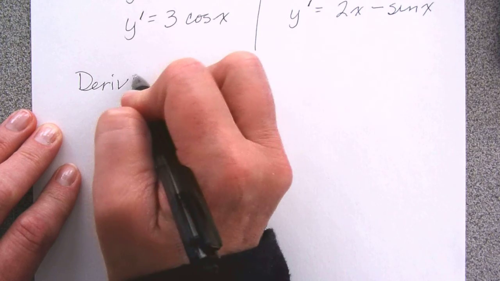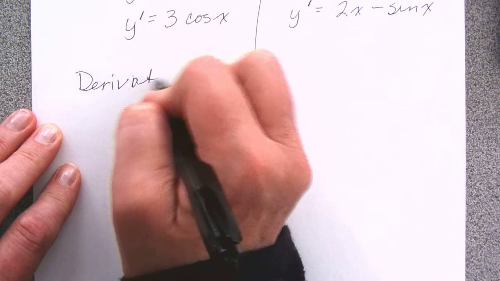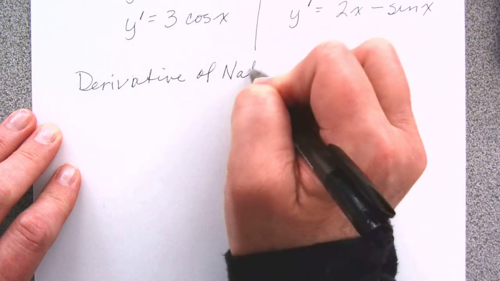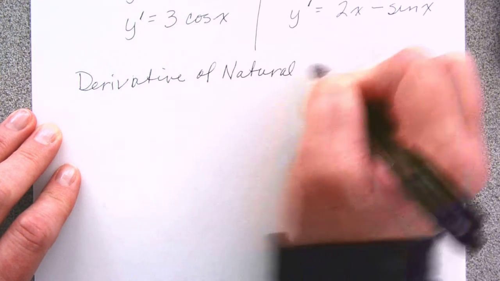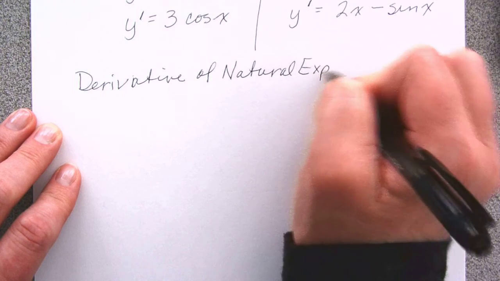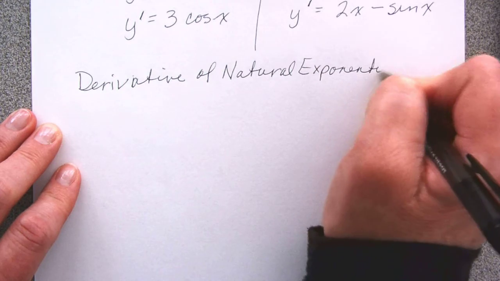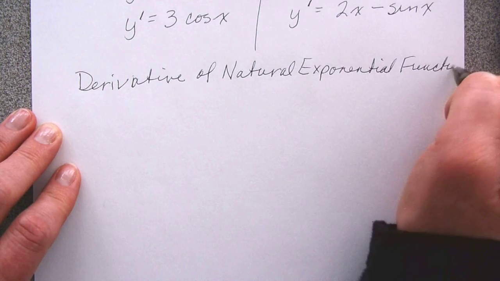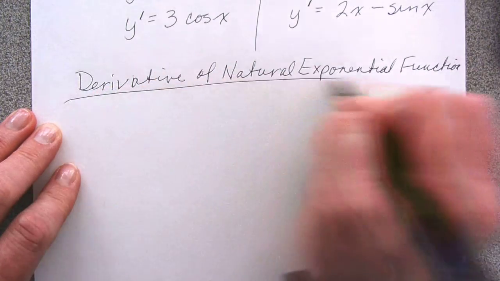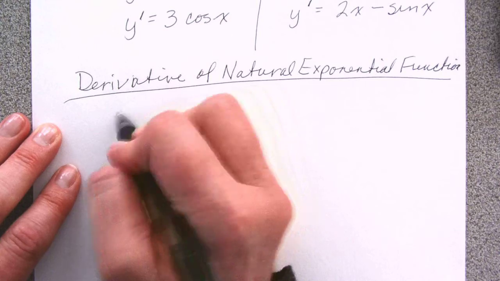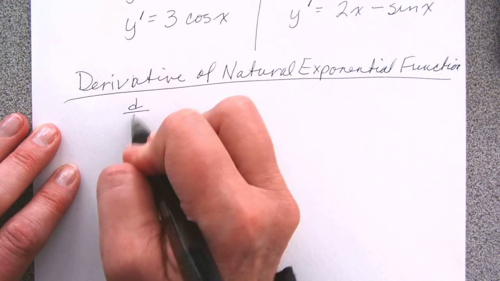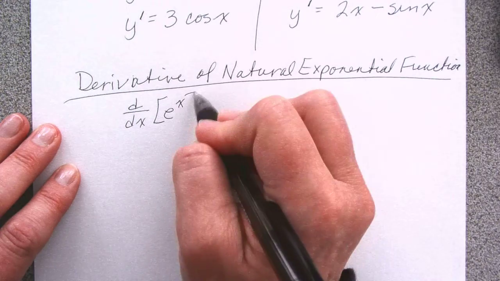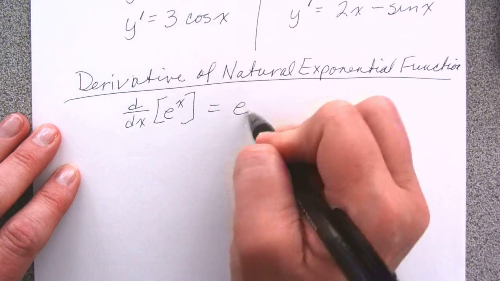The derivative of the natural exponential function. This one is nice. The derivative with respect to x of e to the x is equal to e to the x.